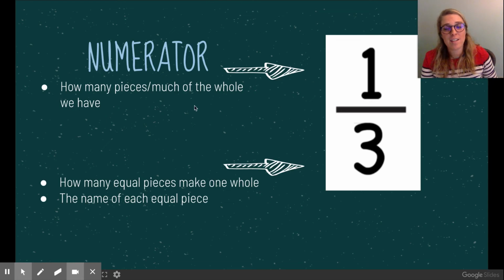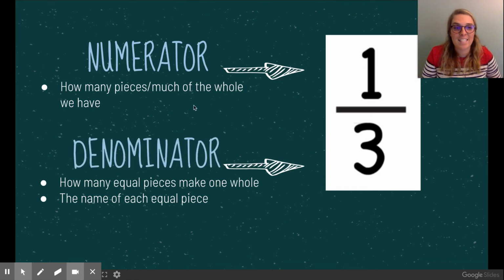Think about it, because it kind of looks like the word number, which helps me remind myself that it tells me the number of pieces, the amount that we have. The digit on the bottom, which as a reminder tells us how many pieces make up one whole and the name of each equal piece, we call that, drum roll please, the denominator. The denominator is the digit on the bottom. It tells us how many equal pieces make up one whole and the name of each equal piece.